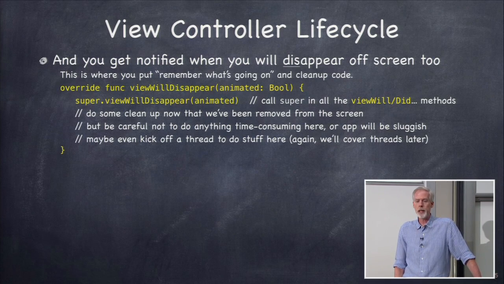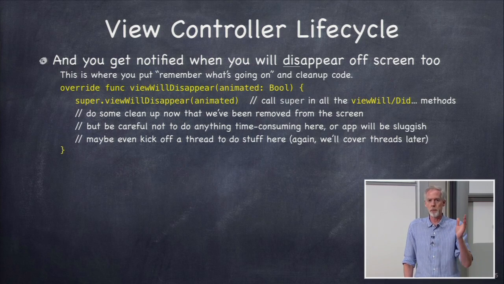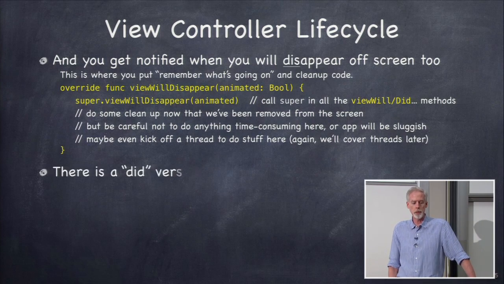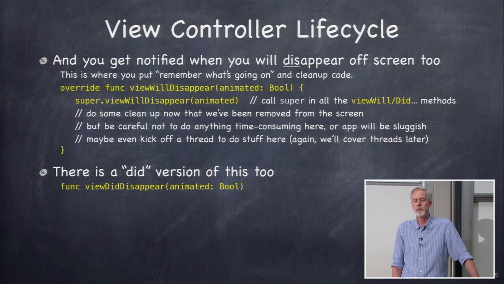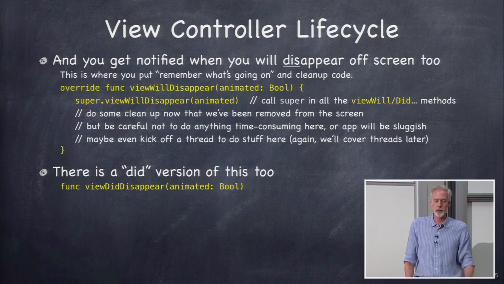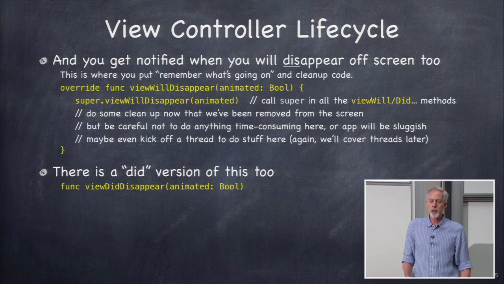Okay? Here you might clean up some stuff. You might get rid of some resources that are expensive, like a big image or something that you can reconstitute fairly quickly, maybe from disk or something. That's the kind of thing you'll do in view will disappear. And of course, there's a did version of this too. View did disappear. Okay? So that's will appear, will disappear, and their dids. Now let's talk about geometry.